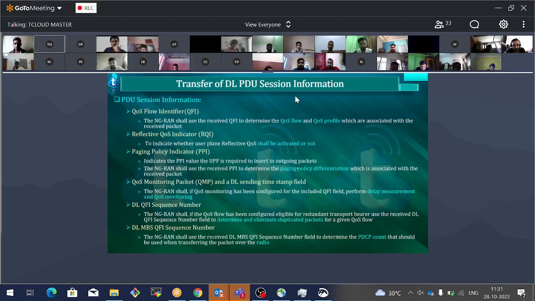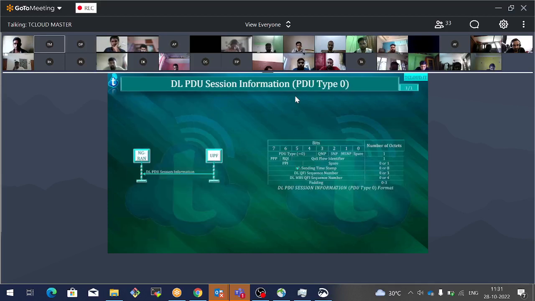Okay. So based on that summary, this is the data. The downlink PDU session information that is added by the PDU session user plane protocol is as per this, which is sent from UPF to NG-RAN. Downlink PDU session information: in that, what details will be there? PDU type will always be set to 0.